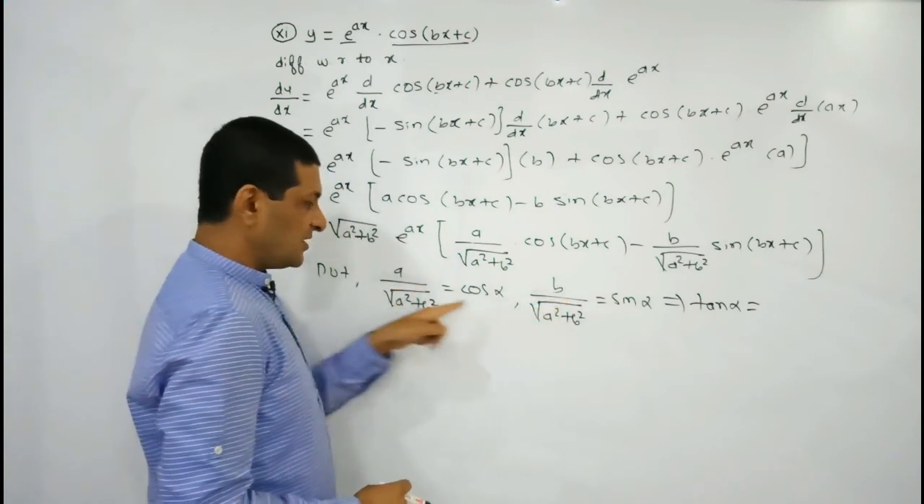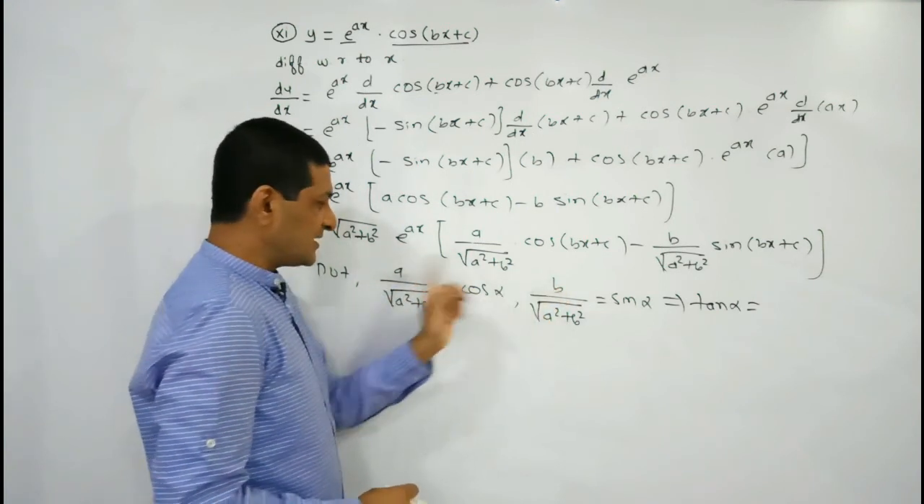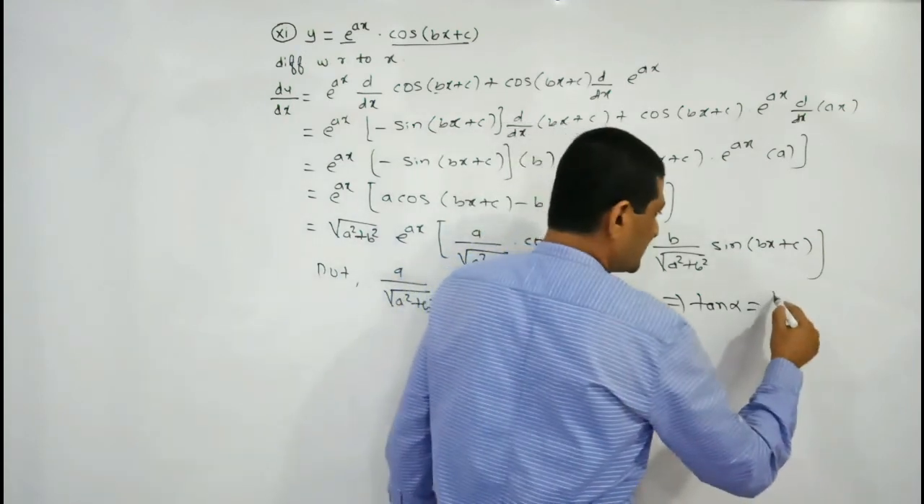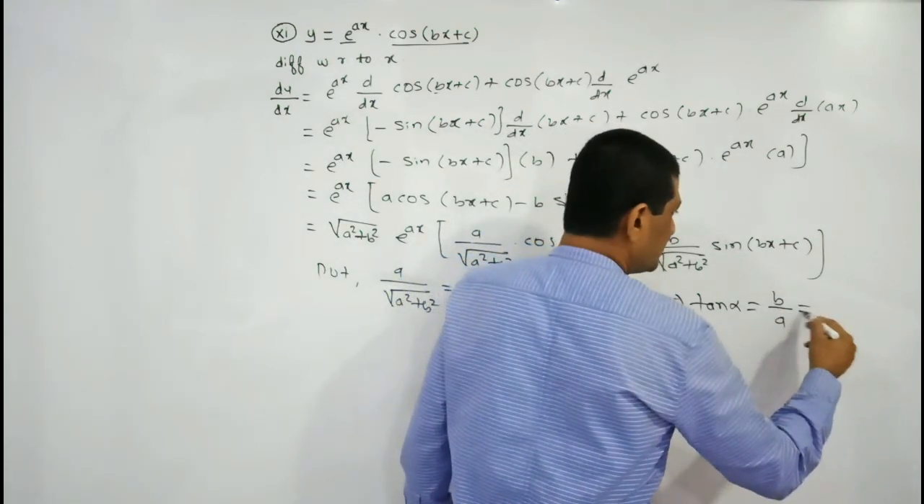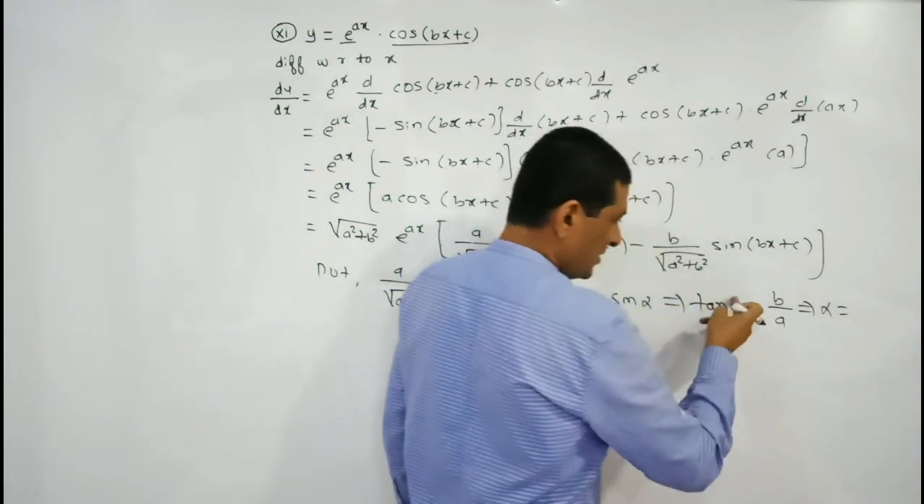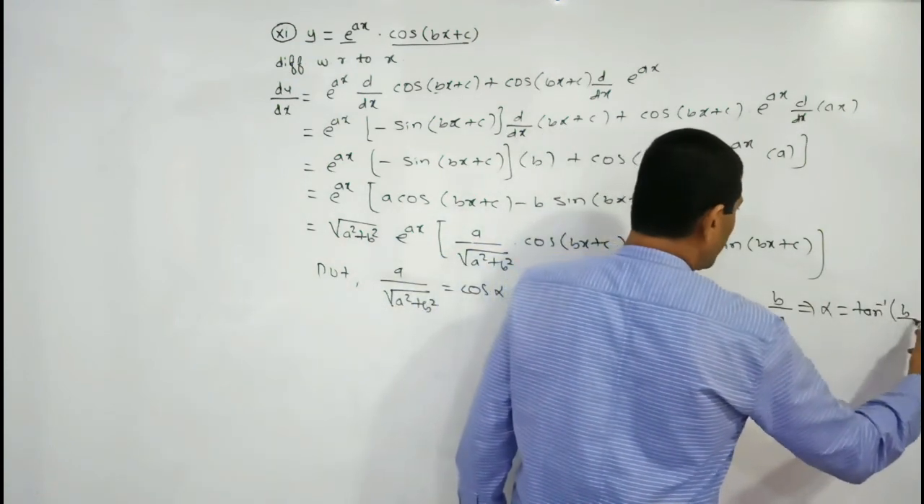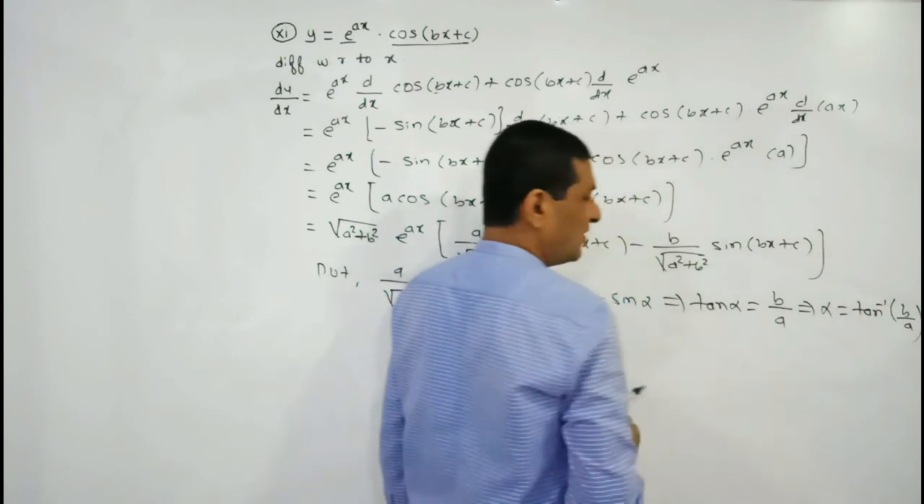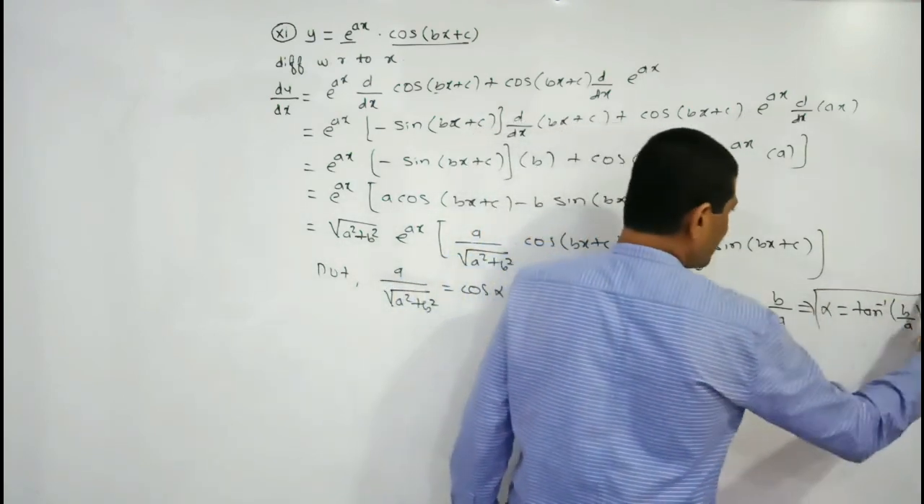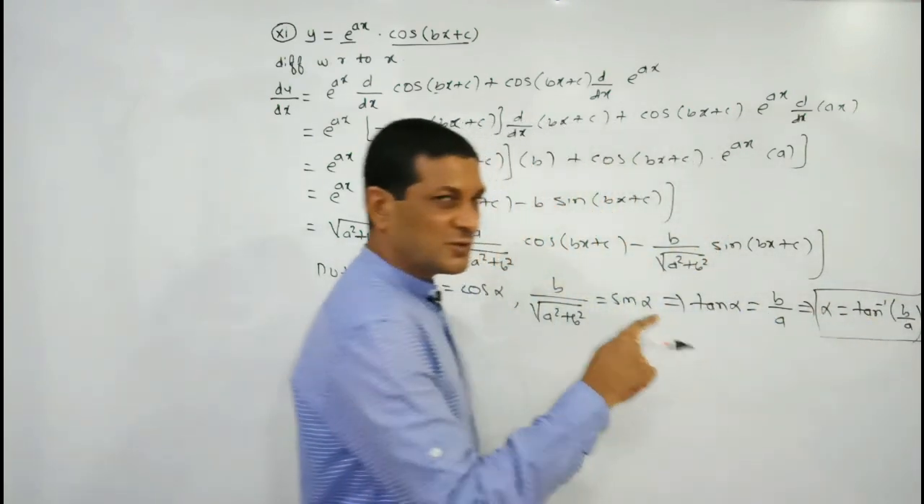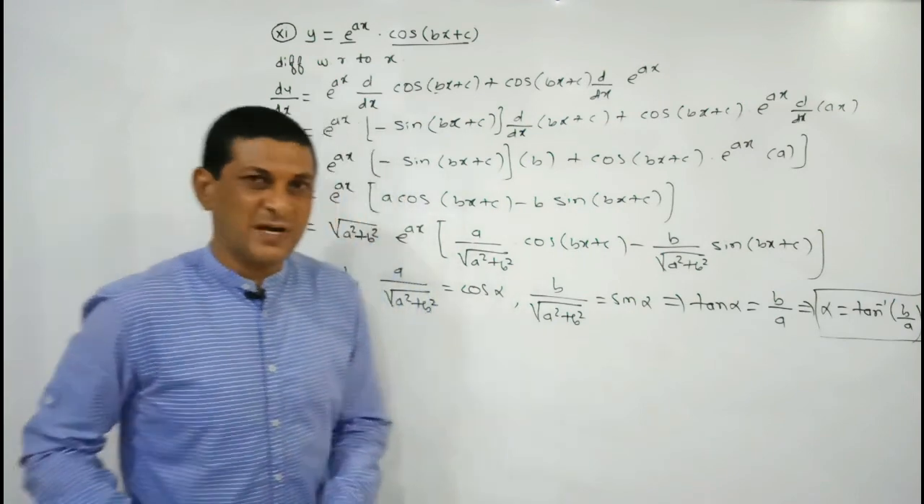If we are taking division, under root a square plus b square will get cancelled and we will get b upon a. So b upon a, which implies that alpha is equal to tan inverse of b upon a. In this way we have got the value of alpha also, and here we can observe that the value of alpha is constant, whose value is equal to tan inverse of b upon a.